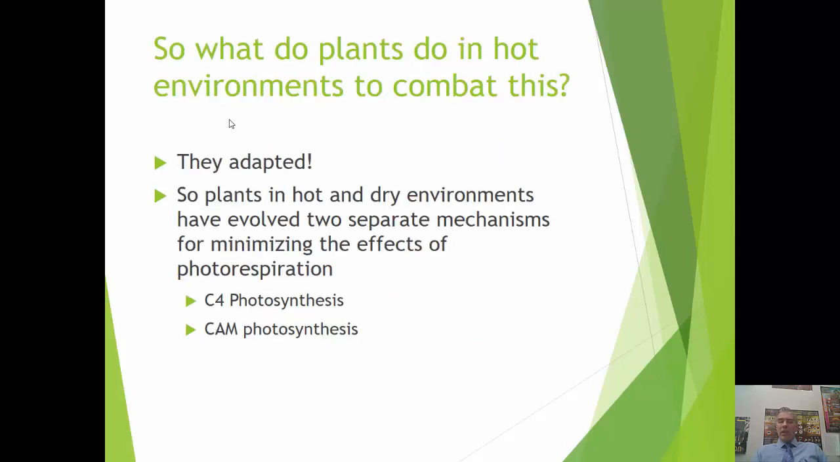So what do plants do to combat this? They have certain adaptations. So plants in really hot, dry environments will have adaptations in order to stop this from happening. They'll minimize the effects of photorespiration. There's two you have to understand: C4 photosynthesis and CAM photosynthesis.